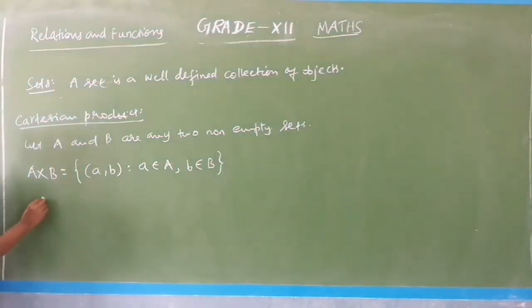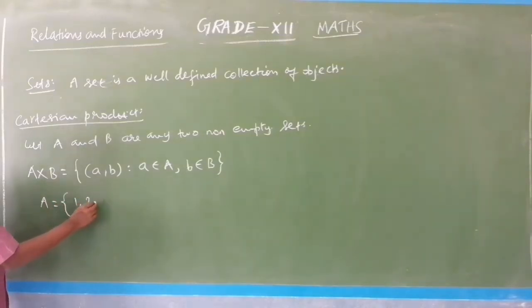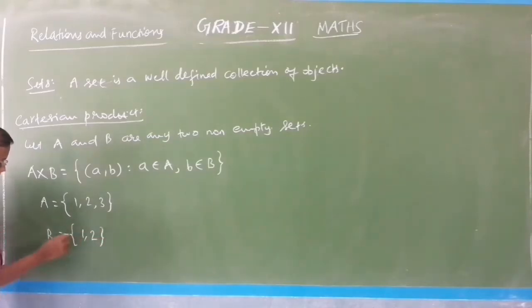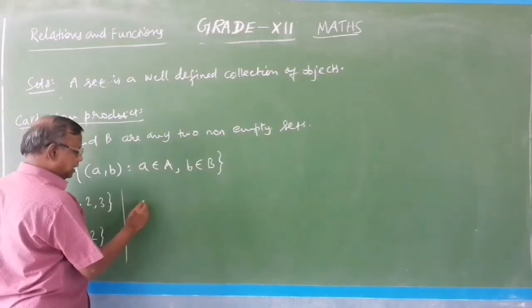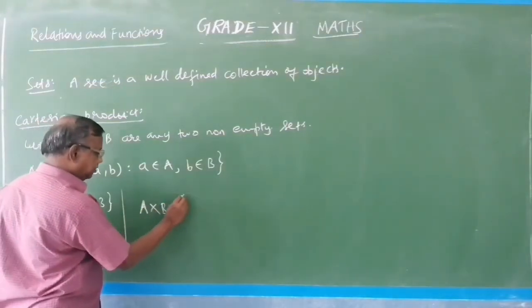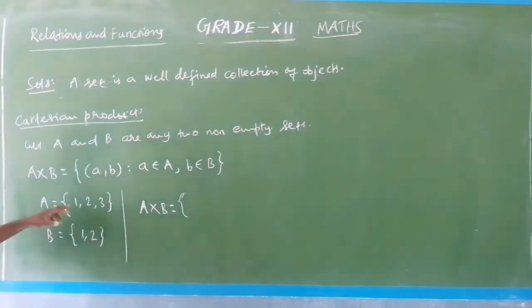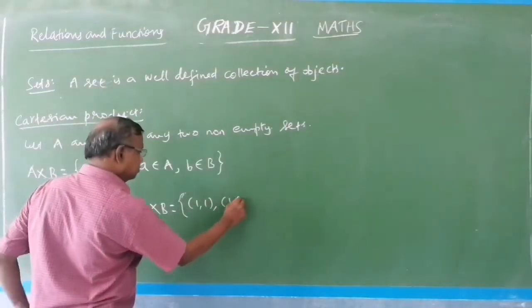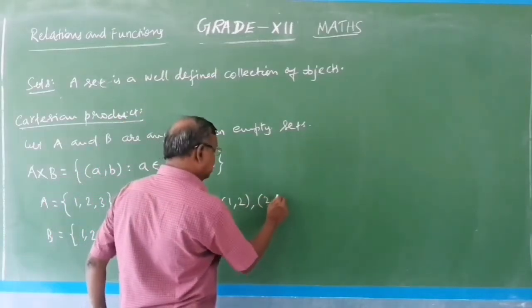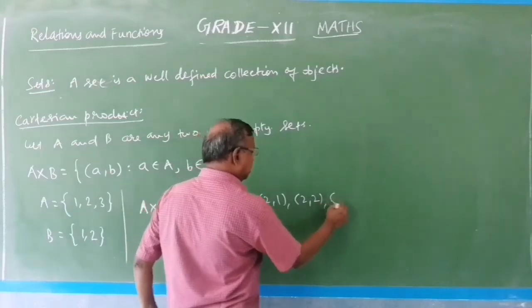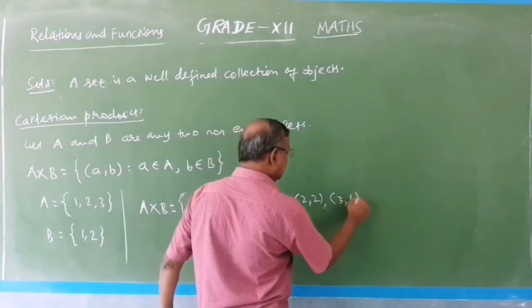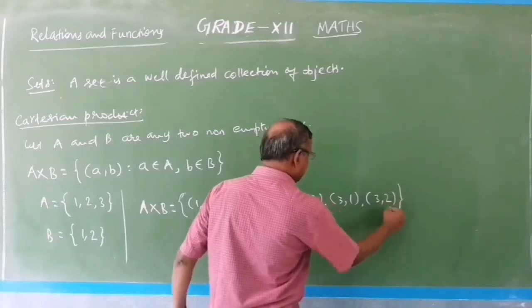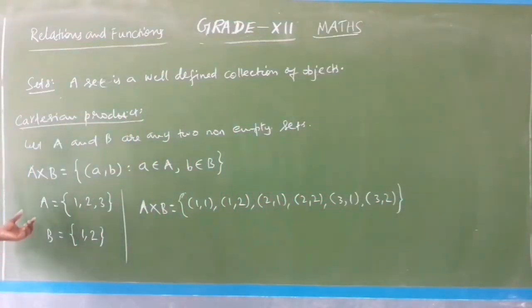For example, let A equal to {1, 2, 3}. Let B equal to {1, 2}. So the Cartesian product is given by A cross B equal to... each element in A should be paired with every element in B, that is (1, 1), (1, 2), (2, 1), (2, 2), (3, 1), (3, 2). So this is the Cartesian product of the sets A and B.